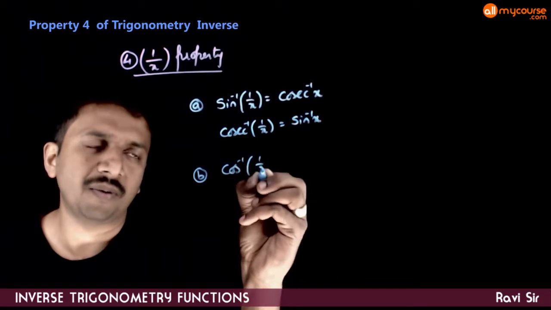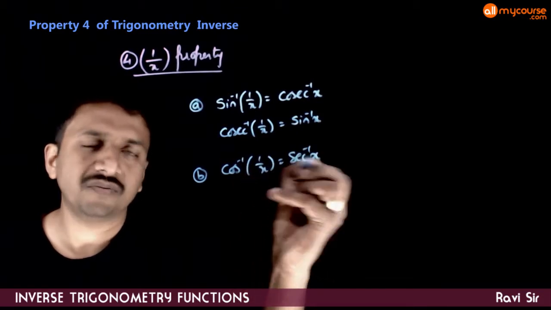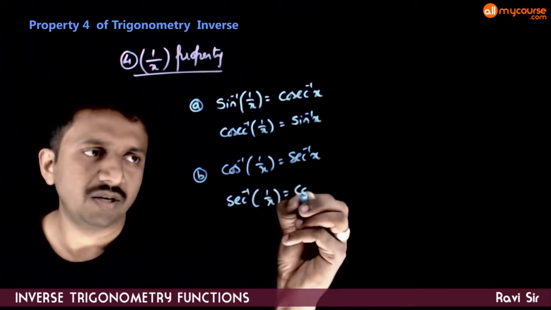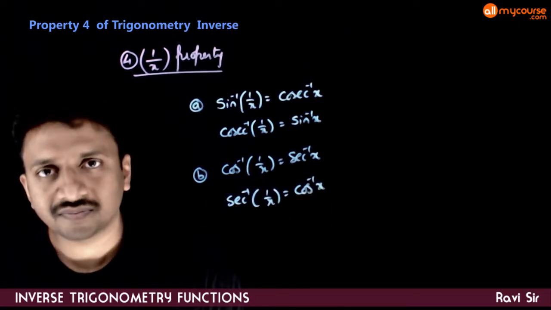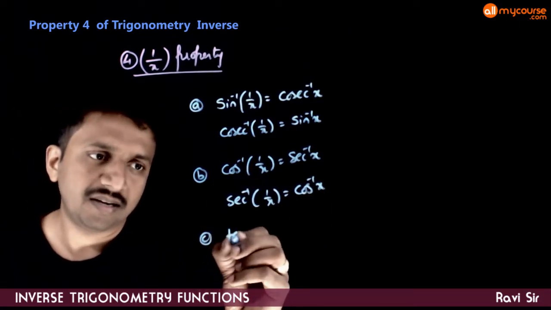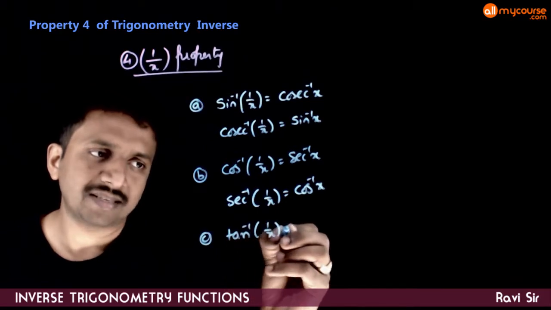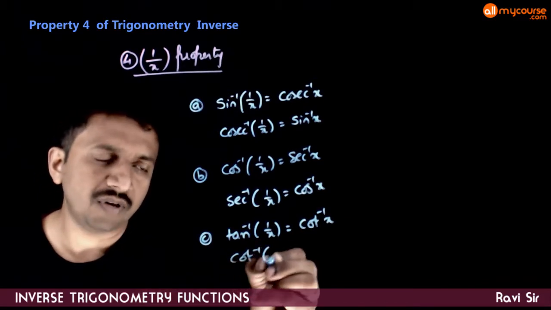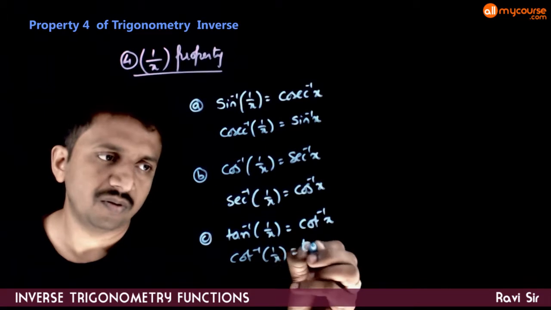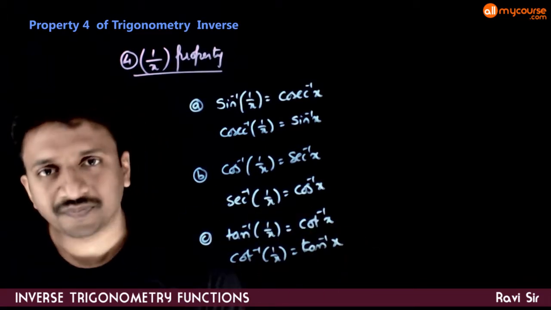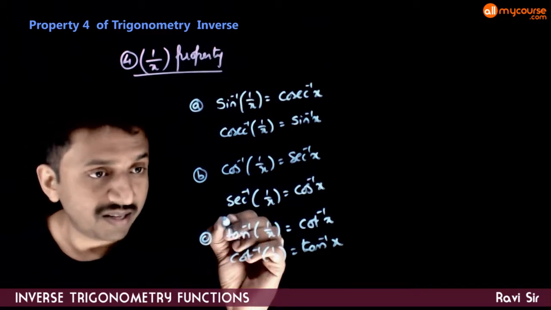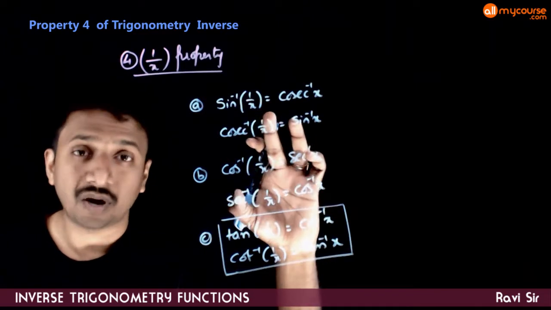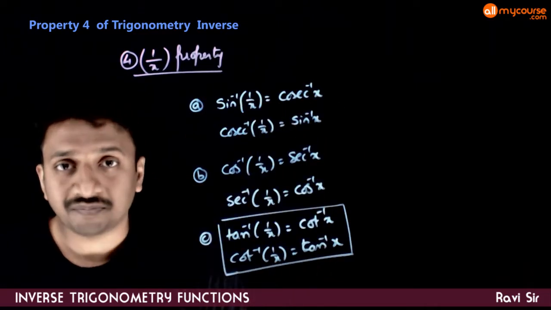Cos inverse of 1 by x is equal to secant inverse of x. Secant inverse of 1 by x is equal to cos inverse of x. And tan inverse of 1 by x is equal to cot inverse of x. And cot inverse of 1 by x is equal to tan inverse of x. All these are good, but these properties hold good for all values for which these are defined.